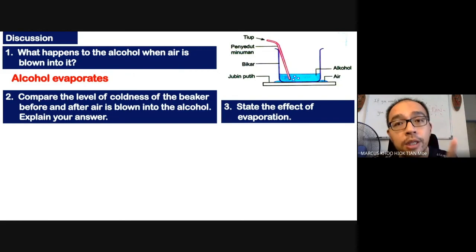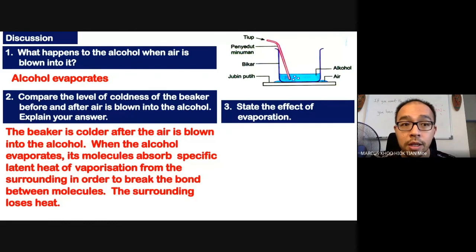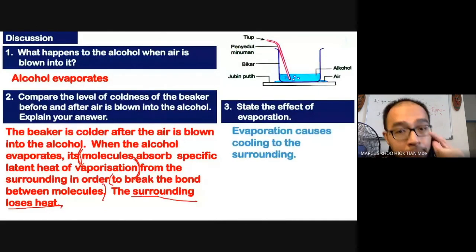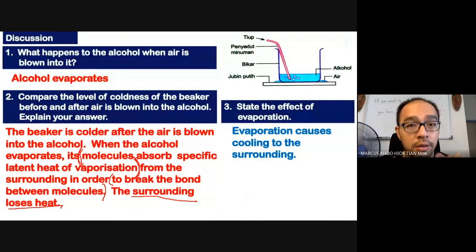Okay, think about it. Liquid to become gas, heat is absorbed. And when heat is absorbed, the surrounding is cooler. So the beaker is colder after the air is blown into the alcohol. When the alcohol evaporates, the molecules absorb specific latent heat of vaporization. Most important point is this. There is the absorption of the specific latent heat of vaporization to break the bonds between the molecules. So the surrounding loses heat. And that's why evaporation causes cooling to the surrounding.